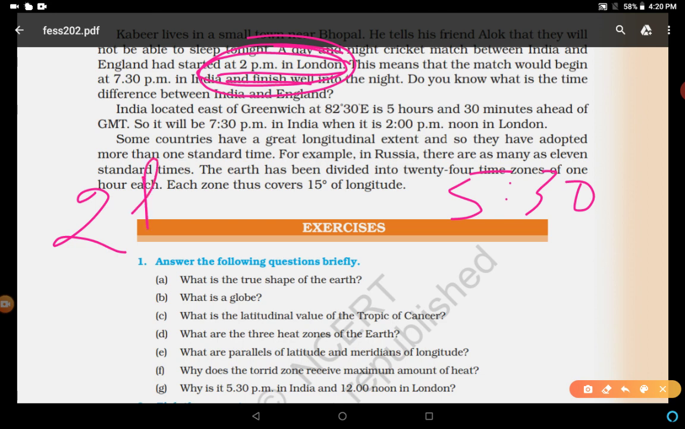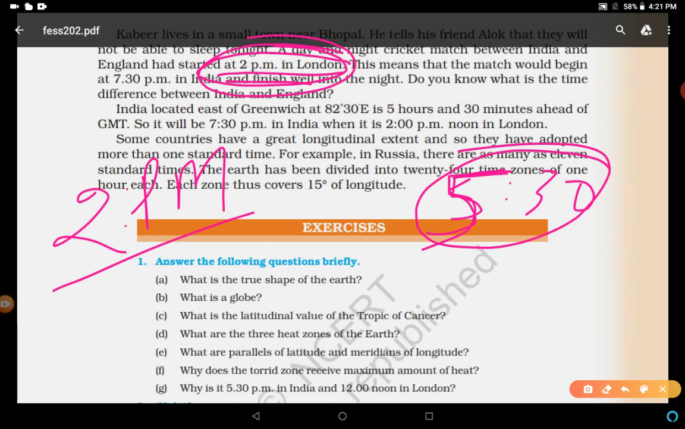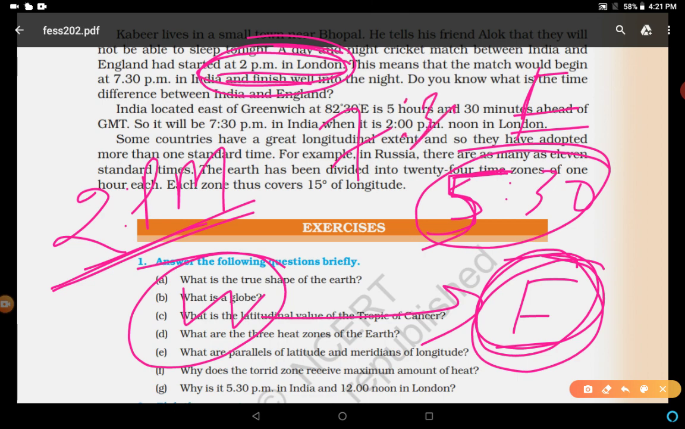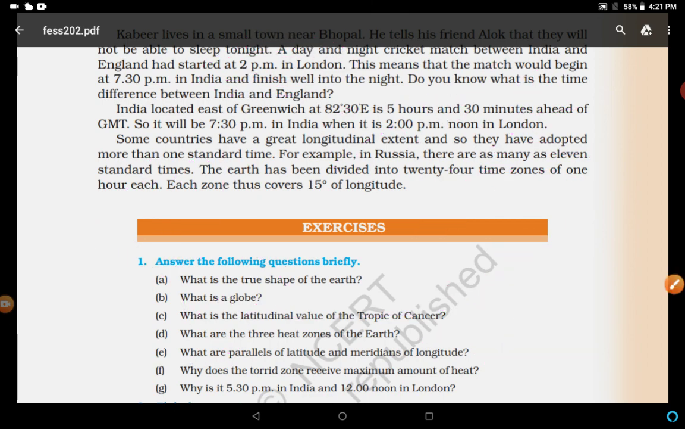If it is 2 p.m. in London, right? So in India, 5 hours 30 minutes it is ahead of the 0 degree prime meridian, because it is situated in the eastern half, and because the earth moves from west to east, in the eastern part of the earth time is ahead, and in the western part of the earth time is behind. So India will be 5 hours and 30 minutes ahead, right? So if it is 2 p.m. in London, what time will it be in India? 7:30 p.m. I hope that you are getting my point.